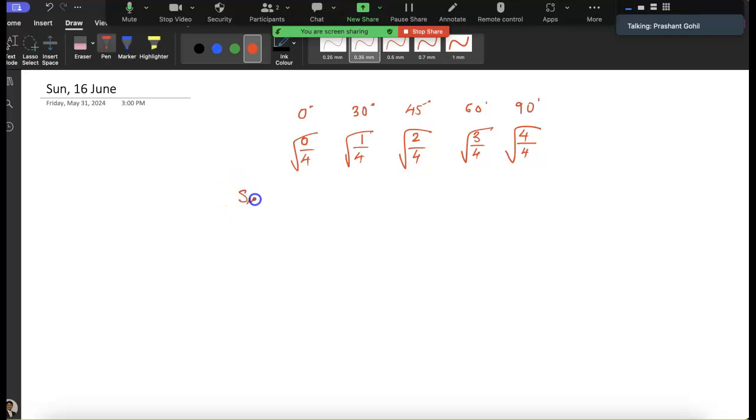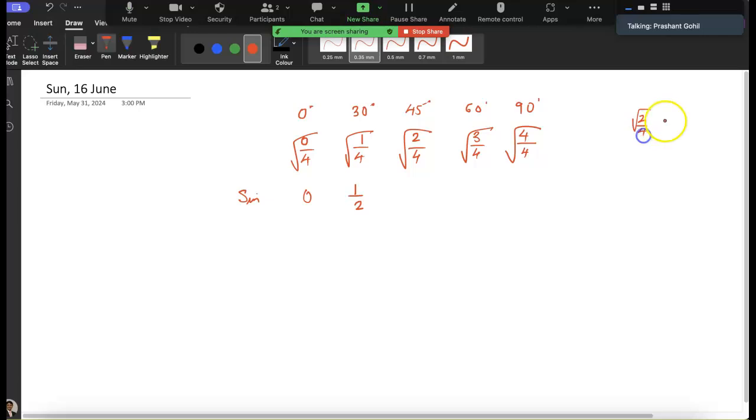So this will give you your sine. 0 upon 4 is 0, and root of 0 is 0. Root of 1 is 1. Root of 4 is 2. Correct? Now this one, there are two ways of writing it. When you have root 2 by 4, you can reduce it. If you reduce it, you can write this as 1 over root 2. Or if you leave it like this, it can be root 2 upon root 4, which is 2. So either you write 1 over root 2 or root 2 over 2, both are correct.